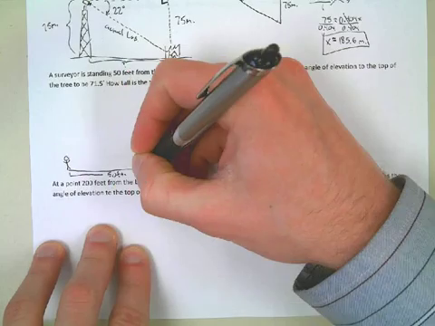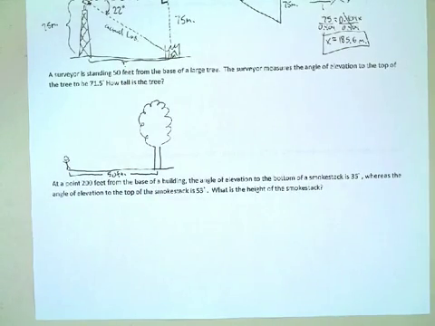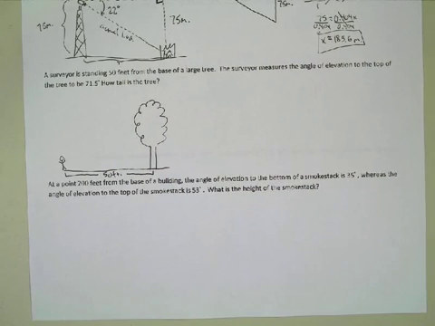The surveyor measures the angle of elevation to the top of the tree to be 71.5 degrees. How tall is the tree? You'll notice that even though we're talking about a human being with a certain eye height off the ground, the problem doesn't give us the eye height of the observer, so we're not going to worry about that. We're just going to forget that he or she is measuring from their eye height, and basically draw our triangle.